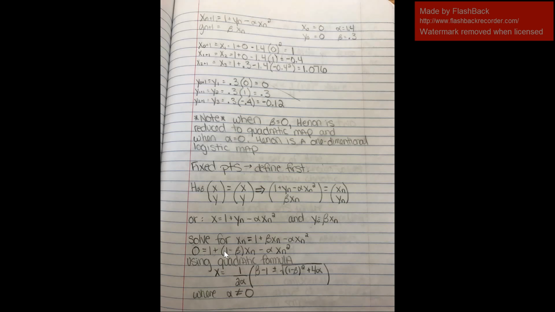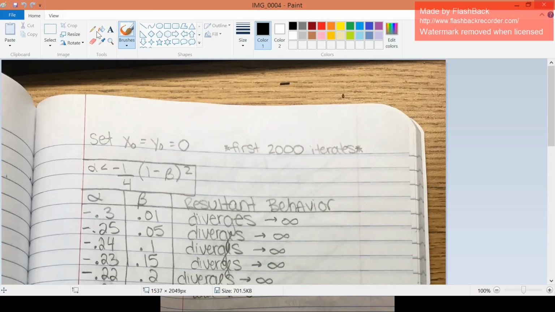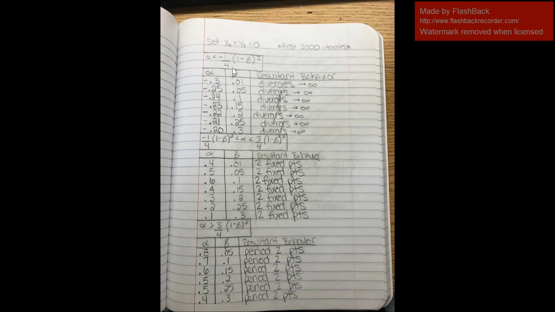So what I did was I solved for x using the quadratic formula and got this formula here, of course when alpha is not 0. And then what I ended up finding when you solve for this, I'll show you here, is when alpha is less than -1/4, 1 minus beta squared, everything diverges to infinity. So if beta is positive and alpha is less than this, everything will diverge.